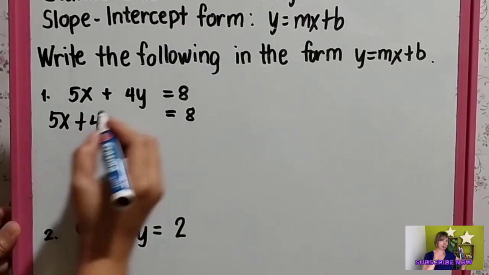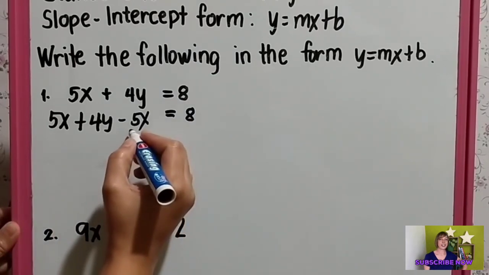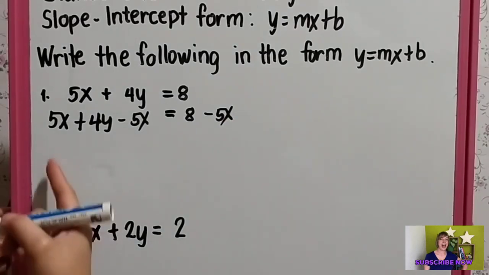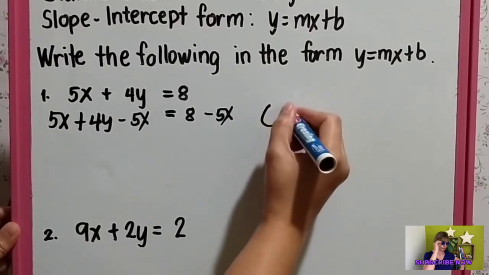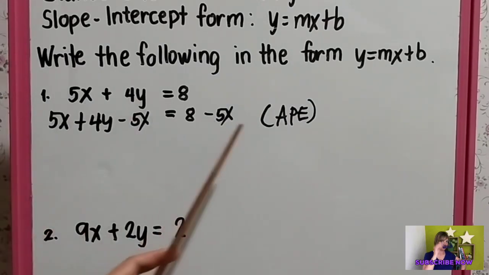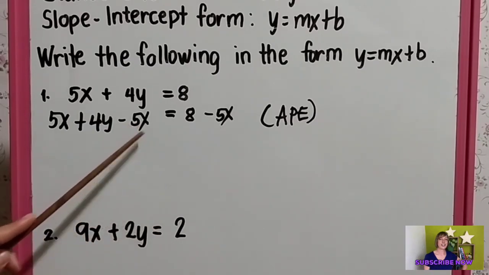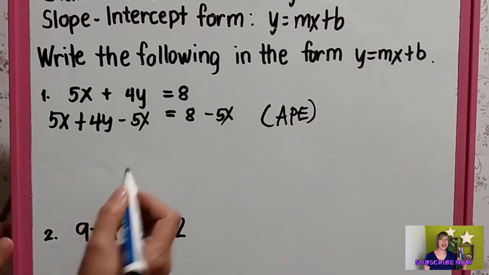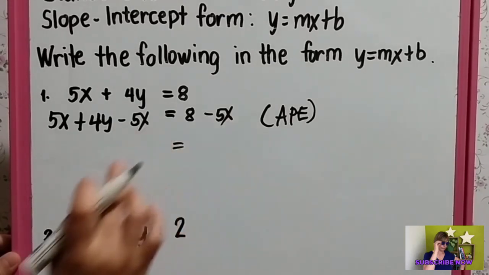So, para mawala yung 5x, mag-a-add ako ng negative 5x. Kung ano man yung in-add ko sa kaliwa, yun din ang i-add ko sa kanan. That is the addition property of equality or APE. Addition property of equality: adding the same expression to both sides of the equation will not affect the equation. And since nag-add na tayo ng negative 5x sa kaliwa, ganun din sa kanan.